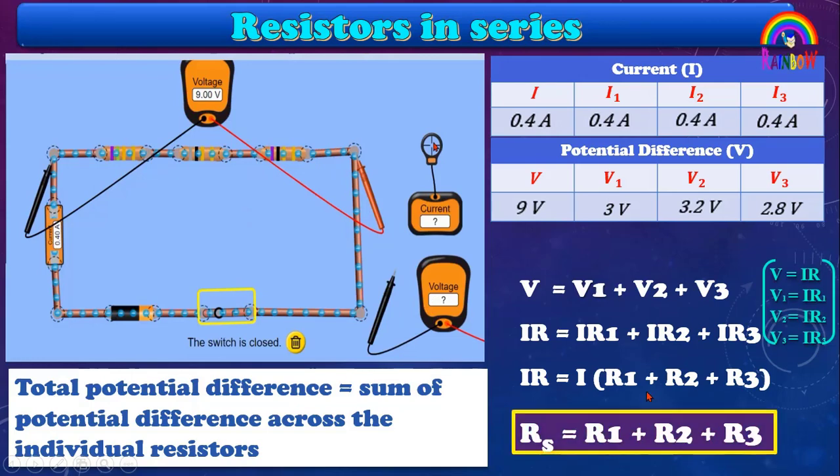Since the resistors are connected in series, we can write the equivalent resistance as Rs, that is equal to R1 plus R2 plus R3. By this we can conclude that when several resistors are joined in series, the resistance of the combination Rs is the sum of all the individual resistances, and thus it will be greater than any individual resistance.